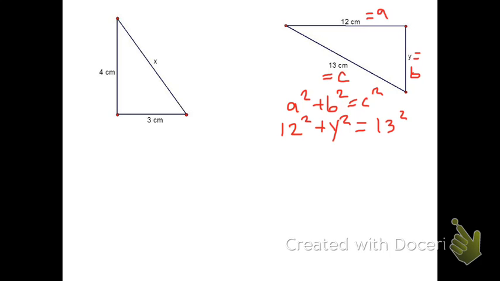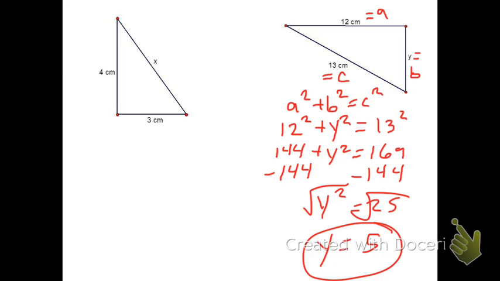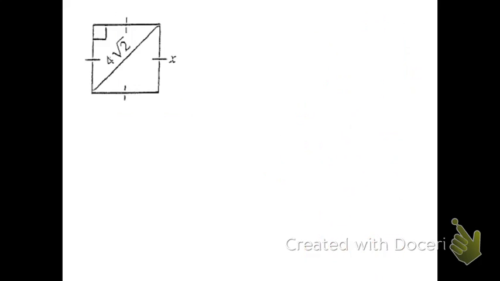So now we're going to get Y alone by doing reverse PEMDAS. So first, square all these numbers. So we have 144 plus Y squared equals 169. We're going to subtract 144 on both sides. And we get Y squared equals 25. And now, if we know Y squared is 25, to get Y alone, we're going to take the square root. So the square root of Y squared is Y. The square root of 25 is 5. So that's our answer. Alright, those were two pretty straightforward Pythagorean Theorem problems.